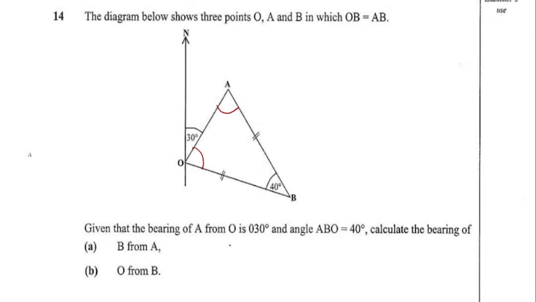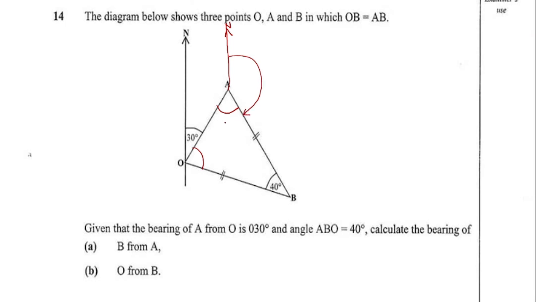So given that the bearing of A from O is 030, and the angle ABO is 40 degrees, calculate the bearing of B from A. So meaning we are putting the north at the from point there. So the bearing is supposed to come from A going to B. So you put your north at A there. That's why you put the north. So the bearing should go up to B there.